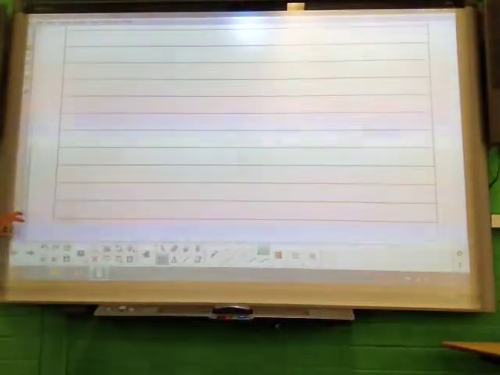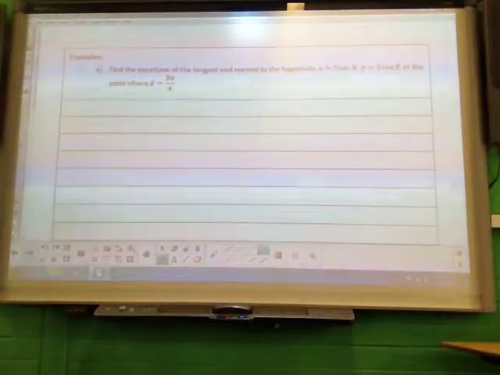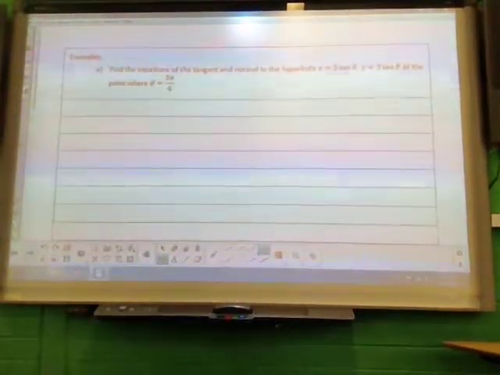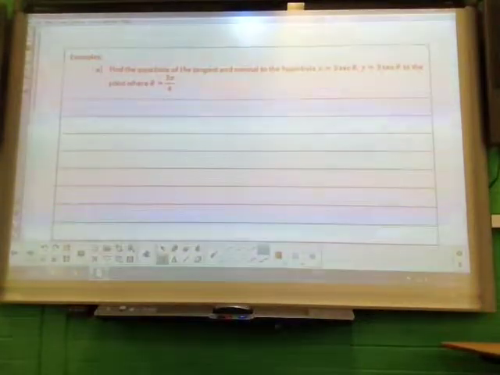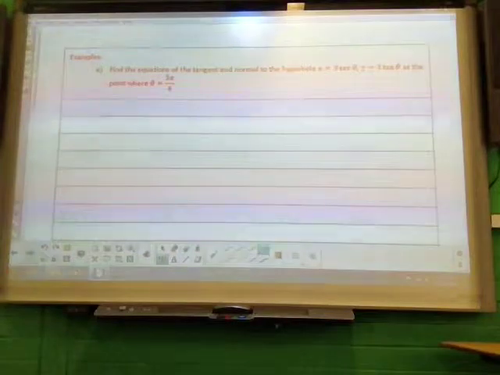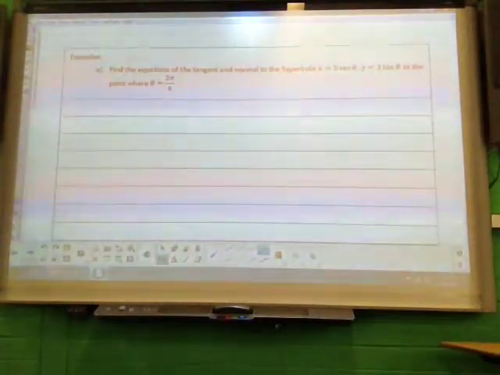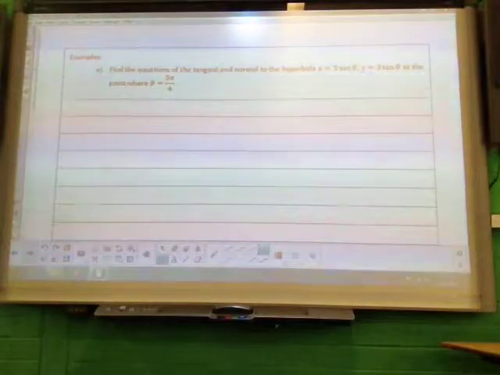Any questions on the proof? Right, let's try a couple of questions. Find the equation of the tangent and normal to the hyperbola at the point where theta is 3 pi on 4. You want to use the formula or you want to have a go at deriving it again?